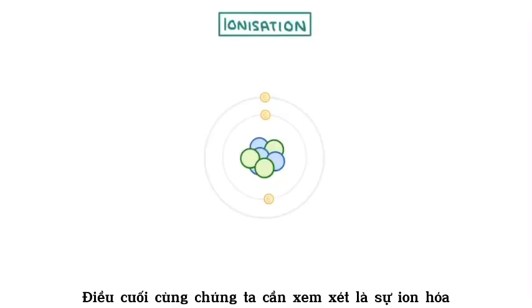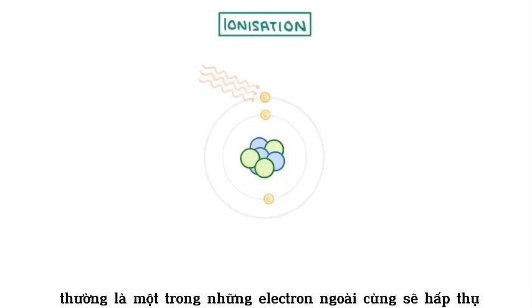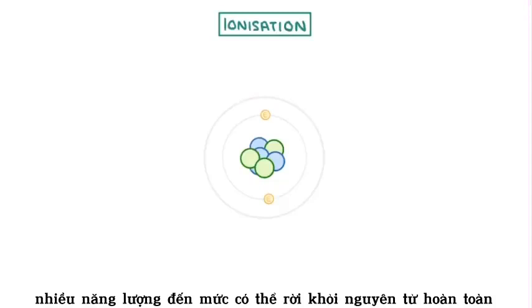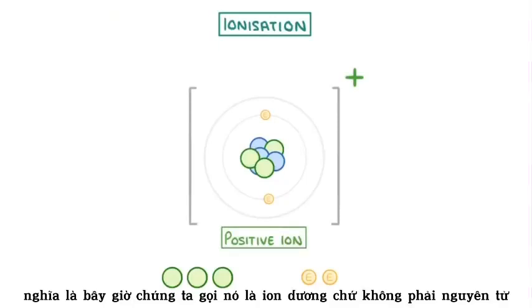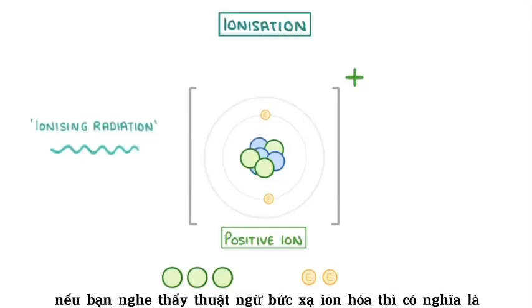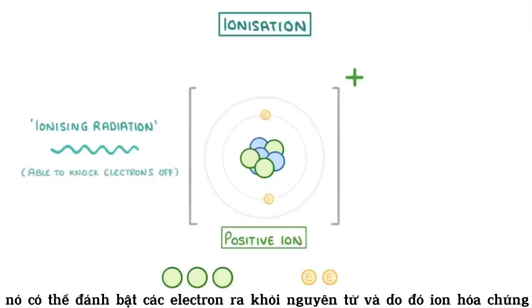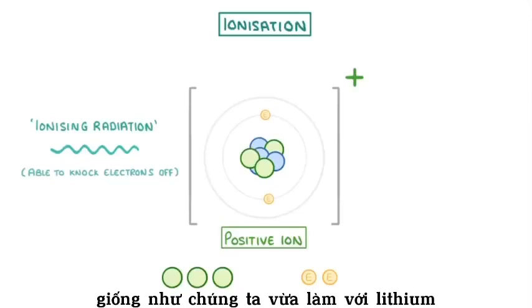The very last thing we need to look at is ionization. Very occasionally, one of the outermost electrons may absorb so much energy that it is able to completely leave the atom. This leaves the atom with more protons than electrons, and so it's left with a positive charge, which means that we now call it a positive ion rather than an atom. Also, if you hear the term ionizing radiation, all it means is that it's able to knock electrons off atoms, and so ionize them like we just did for lithium.